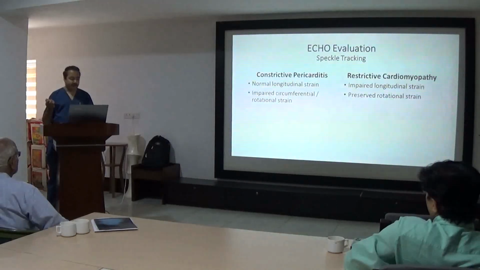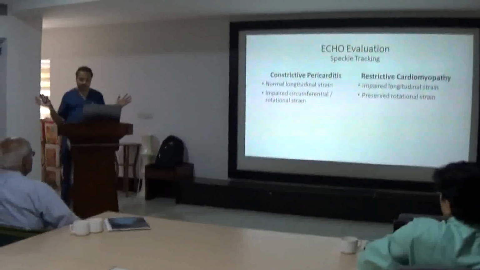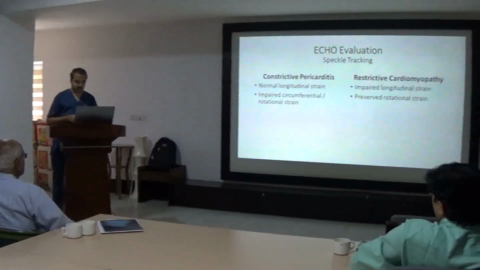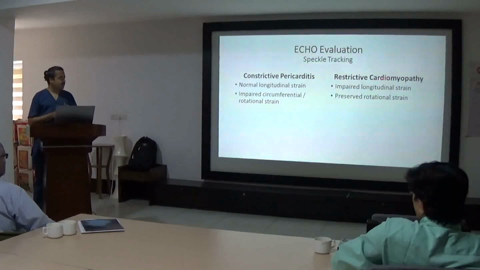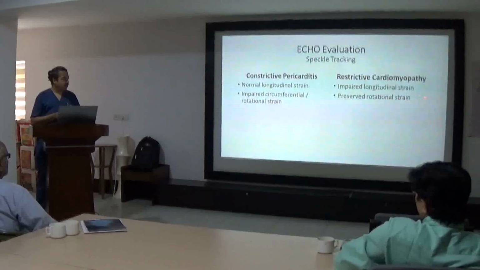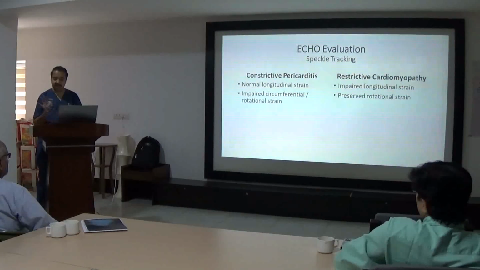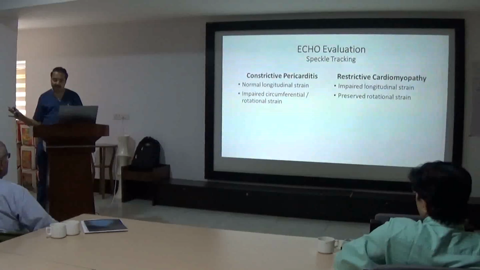Furthermore, speckle tracking. In constrictive pericarditis, the myocardium remains normal, so longitudinal strain will remain normal. But circumferential or rotational strain is impaired because the heart is not getting space to dilate. Versus restrictive cardiomyopathy, longitudinal strain is impaired. Some apical rotational strain remains preserved during the initial phase of disease. Late in disease, all strain will be reduced.